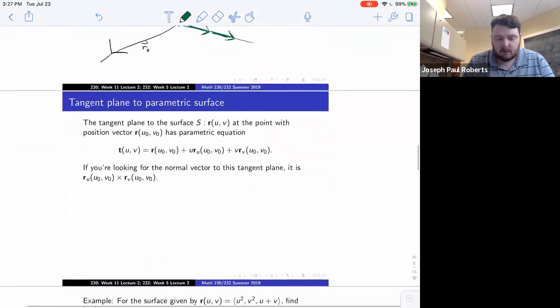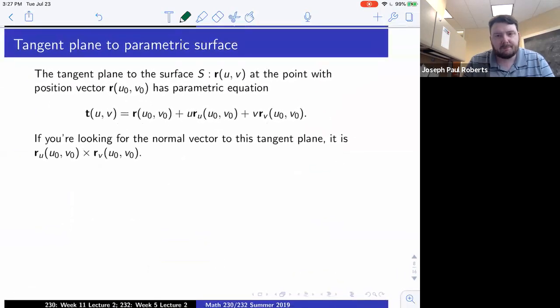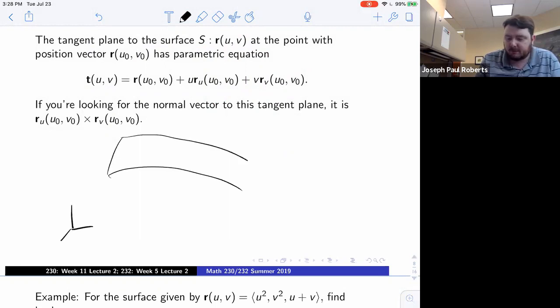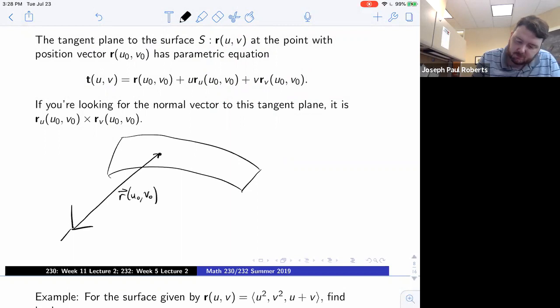Okay, so the next thing we could talk about is the tangent plane to a parametric surface. So let's say I have r of u, v, and I have some point with position vector r of u naught, v naught, and I want the parametric equation to the tangent plane. I can use this. And so the picture you want to have in mind, this is why we talked about the grid curves. Let's say that my surface looks something like this, and the point I'm interested in is right there. So this r of u naught, v naught, that's my position vector at the point I'm talking about.